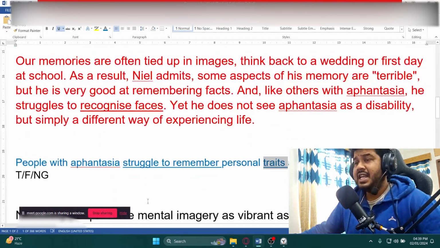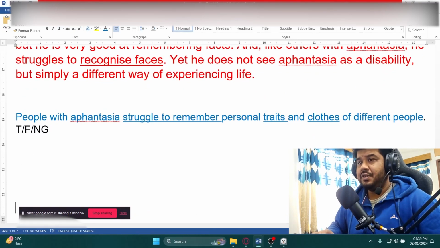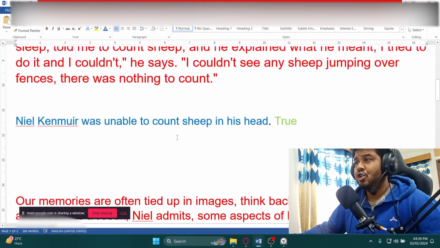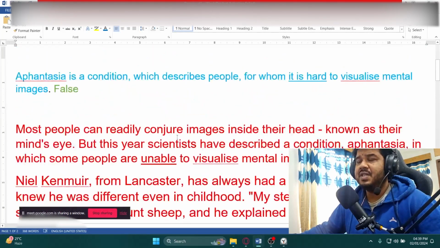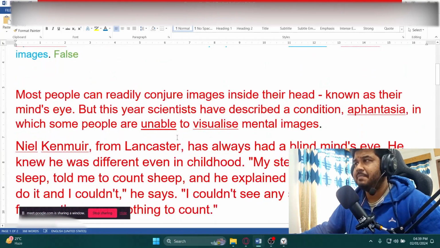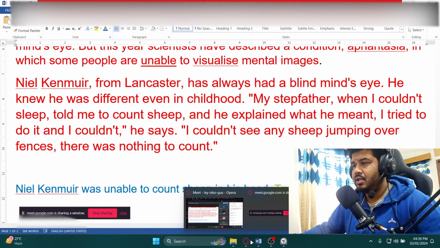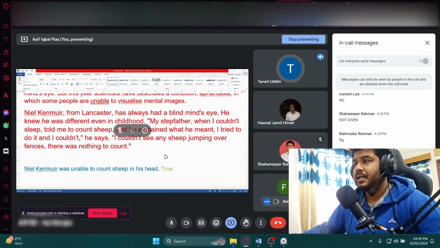Now, any questions regarding true, false, not given, at least for the ones that we practiced? Do you think you will be confident enough if I give you some more practice on true, false, not given? Yes, sir. Yes? All right, good. That's the confidence that I like. But sir, the problem is with false and not given, that's where the trouble happens.